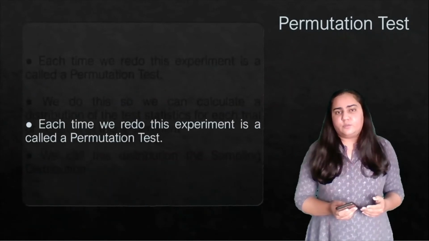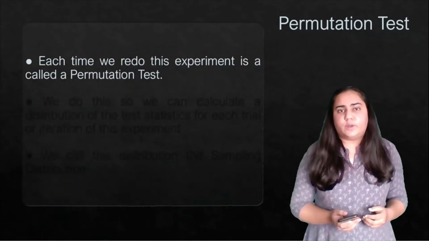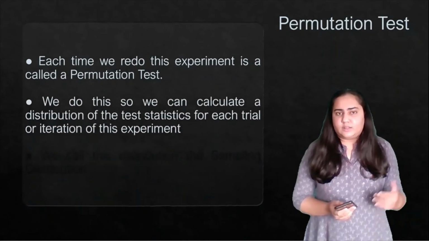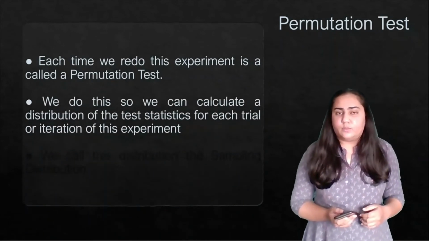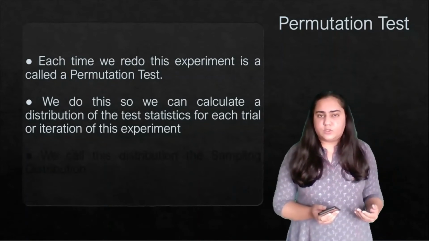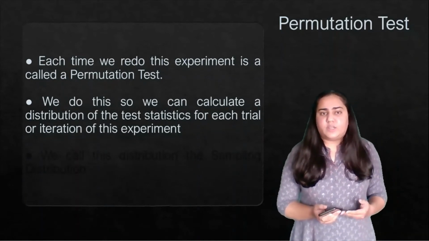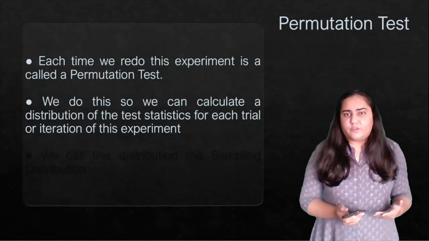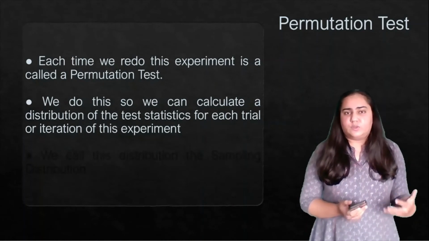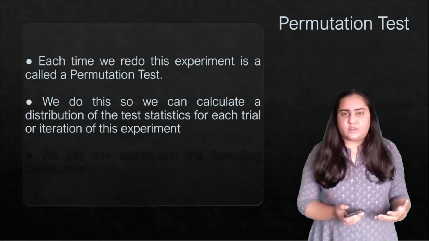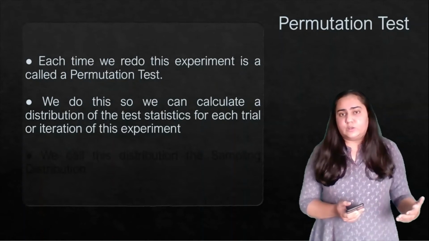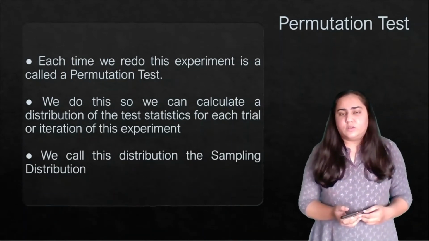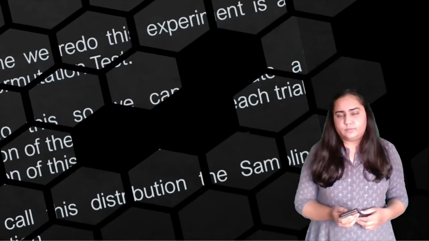To do that, we have to perform a permutation test, where each time we will redo this experiment, and that's known as a permutation test. We do this so that we can calculate a distribution of the test statistics for each trial or iteration of this experiment. So we want to perform this experiment several times so that we can compare the means afterwards and know for sure that this is going to happen many times. And this is what we call sampling distribution.